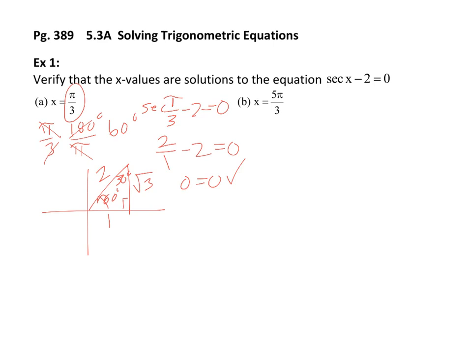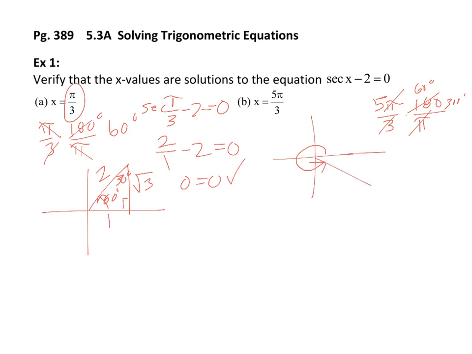Same deal with 5 pi over 3. Let's convert this to degrees. Some people don't need to do this. They already can tell what the degree measurement is going to work out to be without doing this. But this helps just in case you have trouble with that. 5 times 60, that's 300 degrees. So I'm going to rotate 300 degrees all the way around, and I get that terminal side.